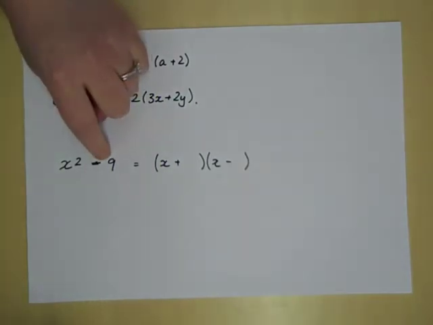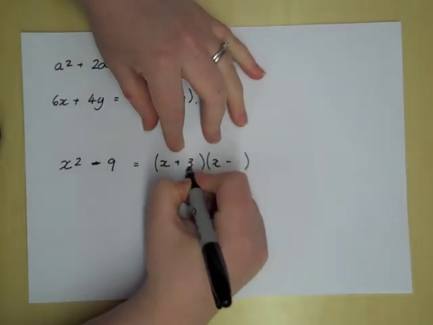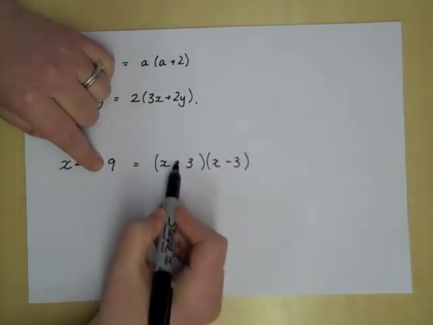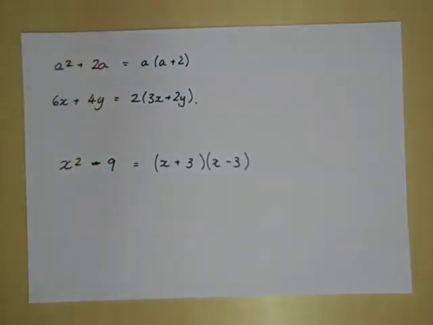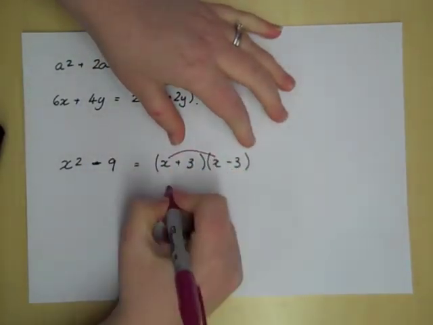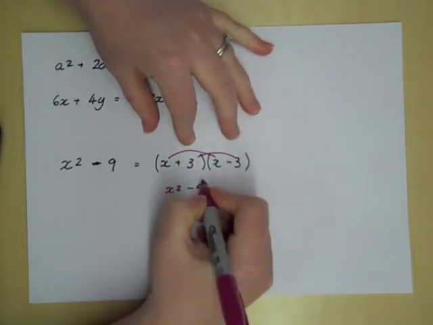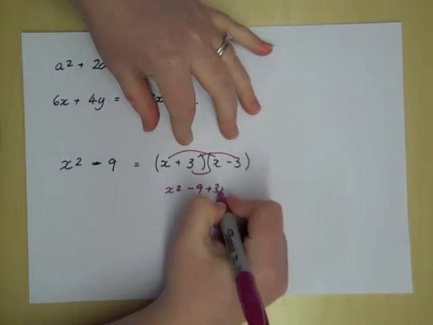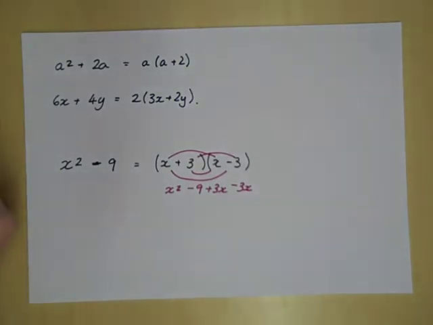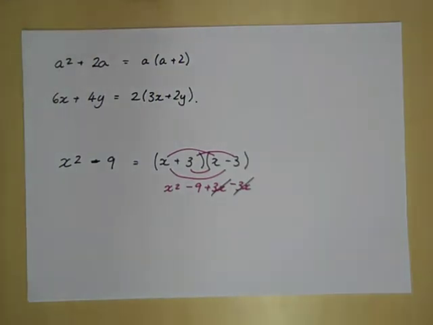And what I need to do is I just need to take the square root of this last term. So in this case, I'm just going to take the square root of 9, which is 3. And so I've got 1 plus and 1 minus. Now I know this is correct because I can work backwards just to multiply it out. I end up with x squared minus 9 plus 3x minus 3x. And what happens is this plus 3x minus 3x, they cancel each other.